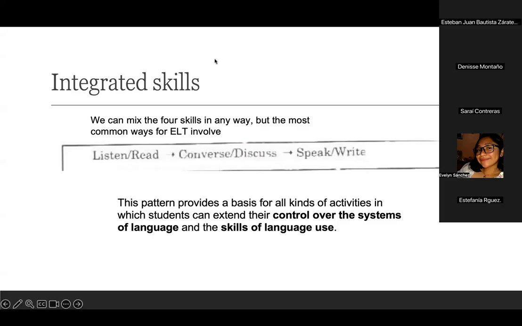What does this pattern mean? As it says here, I'm going to explain this pattern. It provides a basis for all kinds of activities in which students can extend their control over the systems of language. And what are the systems of language? Vocabulary, grammar, pronunciation, and the skills of language use.